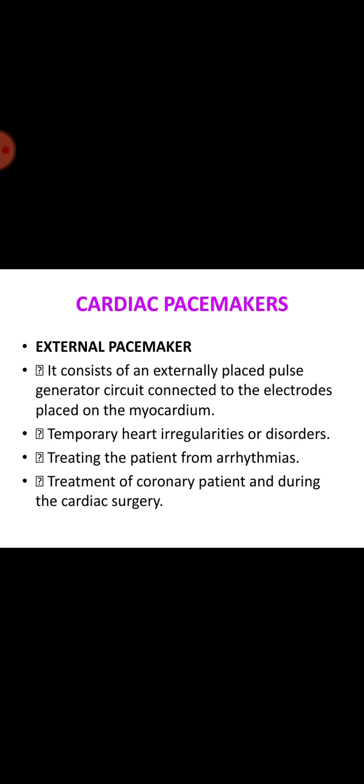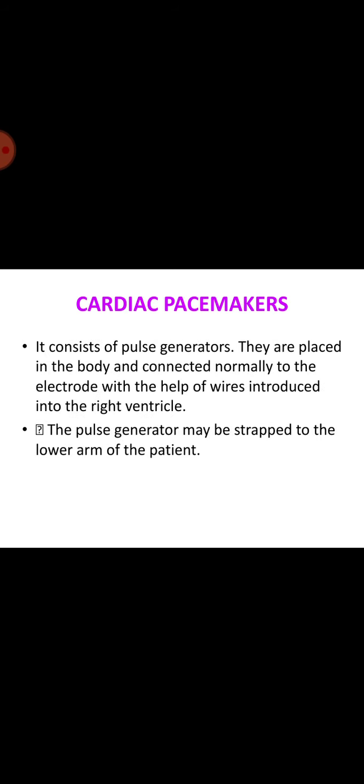Temporary heart irregularities or disorders, treating the patient with arrhythmias, treatment of coronary patients, and during cardiac surgery may require a cardiac pacemaker. It consists of pulse generators. They are placed in the body and connected normally to the electrode with the help of wires introduced into the right ventricle. The pulse generator may be strapped onto the lower arm of the patient.